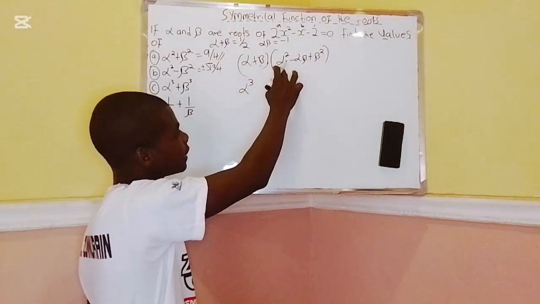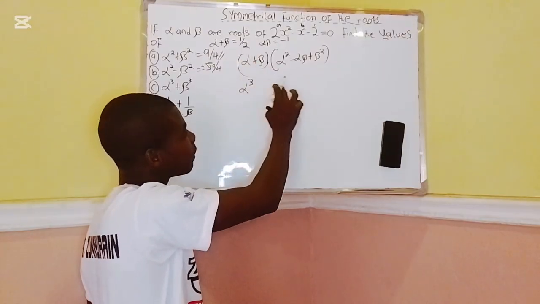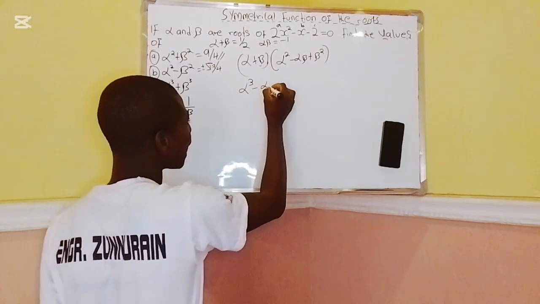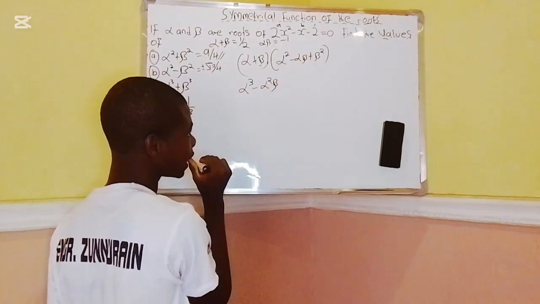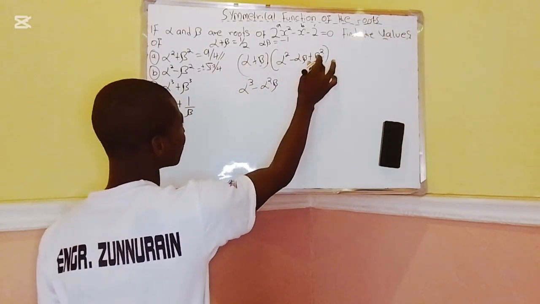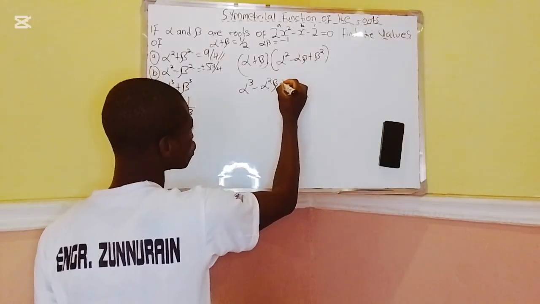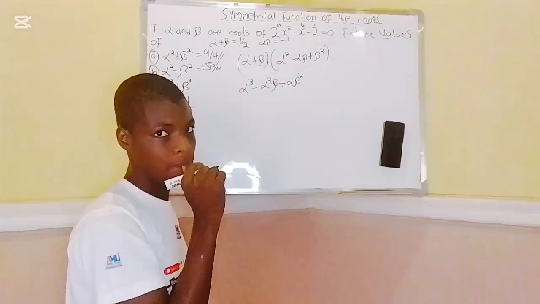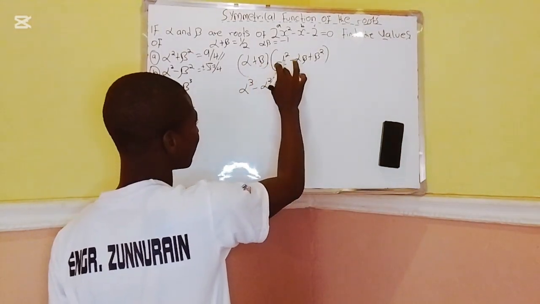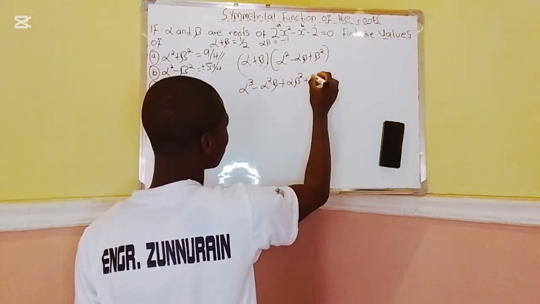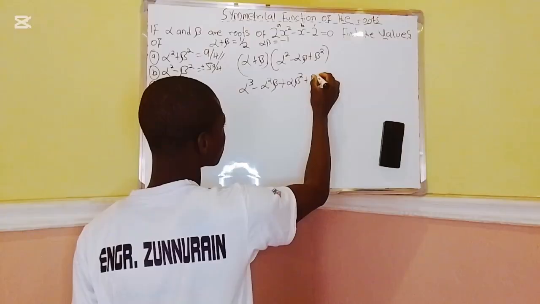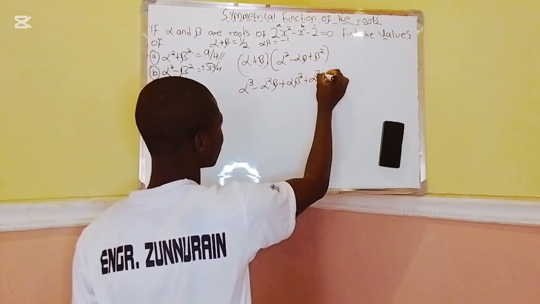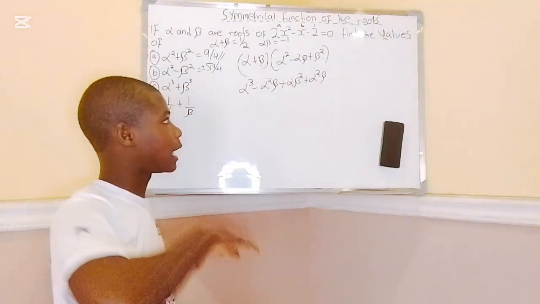Alpha multiplied by this will be this. And then alpha multiplied by this gives me minus alpha squared beta. And alpha multiplied by this gives me plus alpha beta squared. And beta multiplied by alpha squared gives me plus alpha squared beta; I can write alpha squared and beta first, or beta then alpha squared.